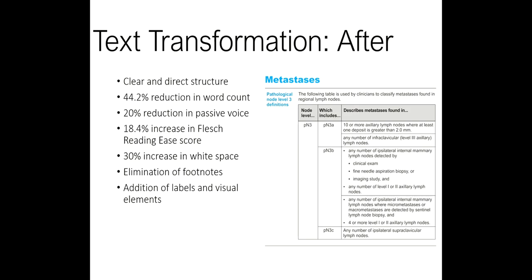And notice that there's also more white space. Instead of getting a wall of text, you get a table where things are much easier to comprehend and glance at. There's also no longer a need for the footnotes, and to help the reader out, there's more addition of labels and visual elements. Now, typically within something like a web page, you'd be using something like headers, and you can see that there are in fact two types of headers here: the one at the top that says metastases, and then pathological node level 3 definitions.